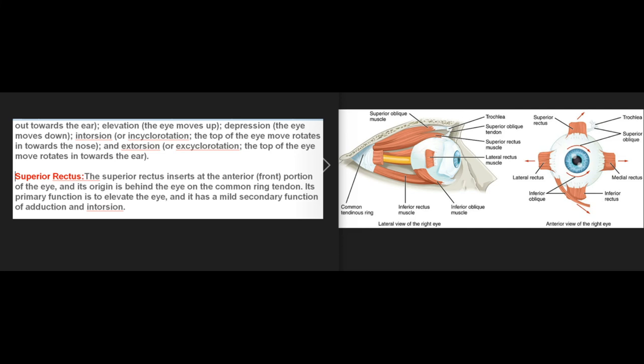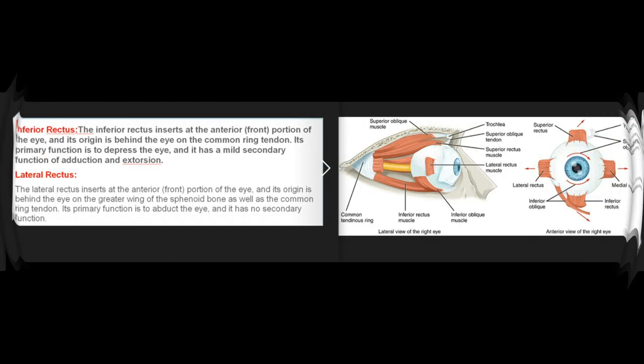Superior rectus. The superior rectus inserts at the anterior, front, portion of the eye, and its origin is behind the eye on the common ring tendon. Its primary function is to elevate the eye, and it has a mild secondary function of adduction and intorsion. Inferior rectus. The inferior rectus inserts at the anterior, front, portion of the eye, and its origin is behind the eye on the common ring tendon. Its primary function is to depress the eye, and it has a mild secondary function of adduction and extorsion.